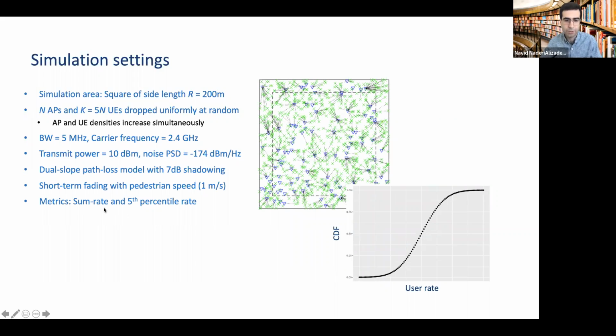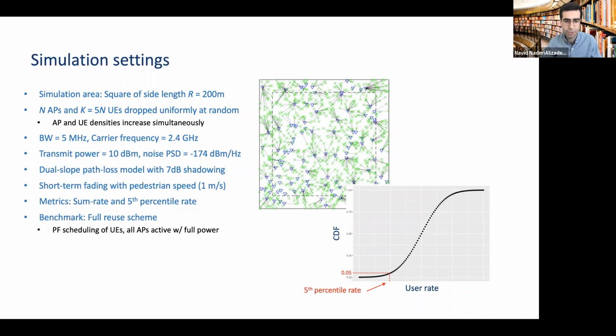First we look at sum rate, basically the summation of the throughputs of the users across the network. And the second one is the 5th percentile rate. So basically if you plot the CDF of the user rates, we're looking at the rate that 95% of the users get at least. So that's a notion of fairness for us to not kill the users that are at the cell edge and have very bad channel conditions.